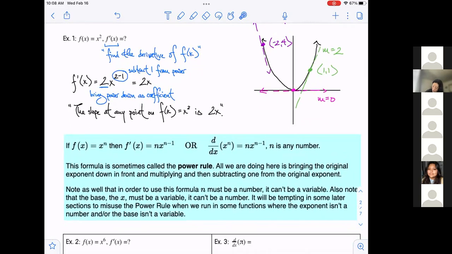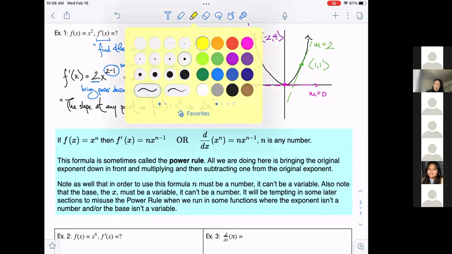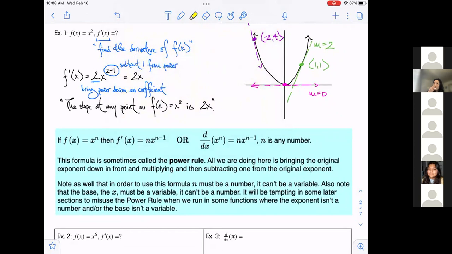Now this rule is called the power rule, and it explains again in words, all we are doing here is bringing the original exponent down in front and multiplying, and then subtracting 1 from the original exponent, okay? This note, though, is so important. We're not going to really need it again until maybe 3 weeks. However, the earlier we can start to get this in our brains, the less mistakes we're going to make later on.